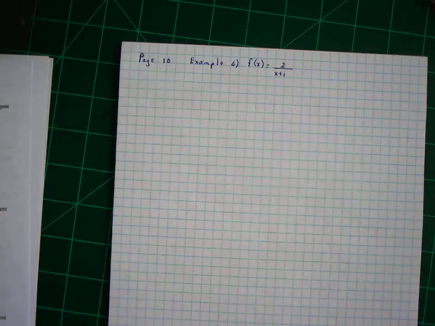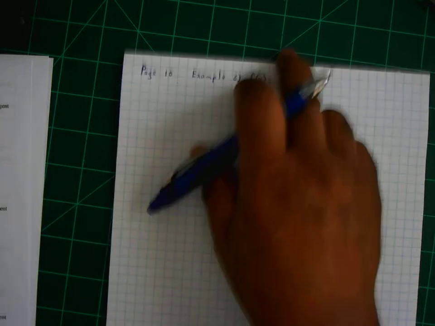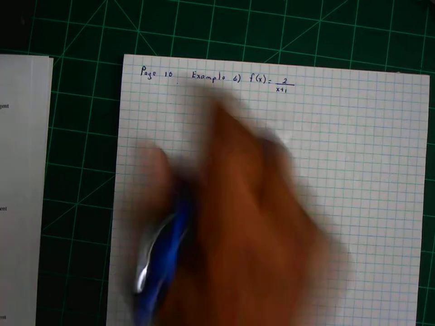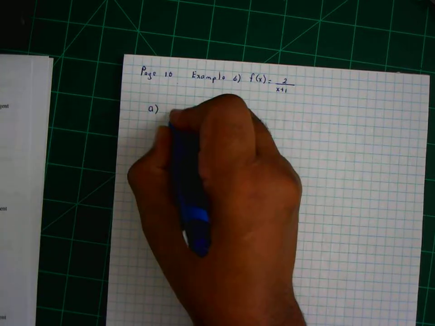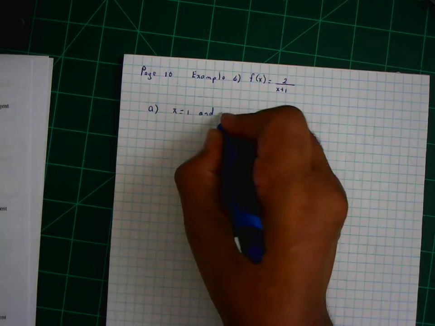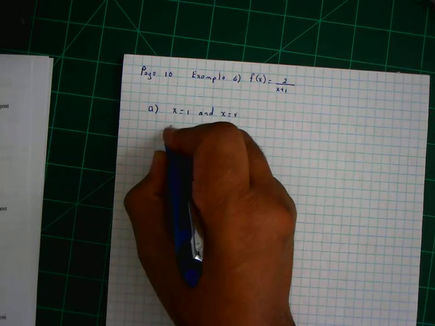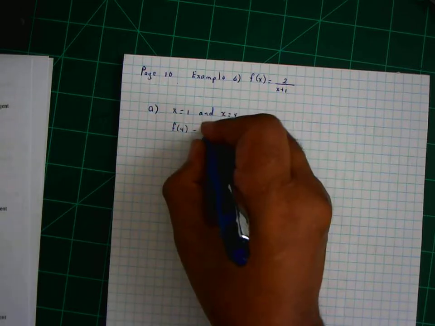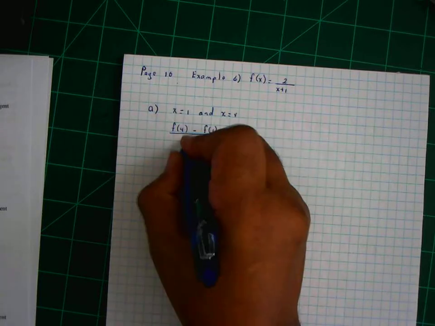Okay, let's look at example 6 on page 10. Now, we're given the problem f of x equals 2 over x plus 1, and in part A, we're asked to find the average rate of change between x equals 1 and x equals 4. And the way we're going to do that is we're going to find the value of f of 4 minus the value of f of 1, and then we're going to divide that by 4 minus 1.